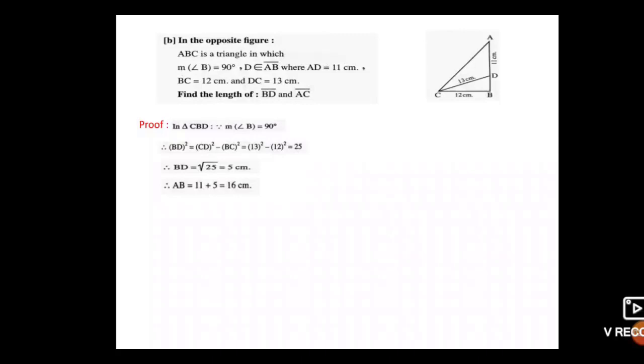Now, using triangle ABC, measure angle B is 90. You can use the Pythagoras theorem again. By adding AB squared plus BC squared, you can find AC squared. AC squared will be 16 squared plus 12 squared, equal to 400. To find AC, take the square root of 400, which gives 20 centimeters. This is the last required.